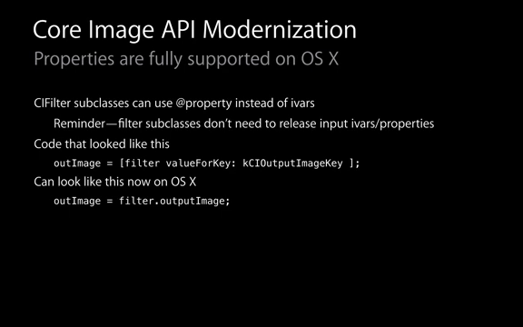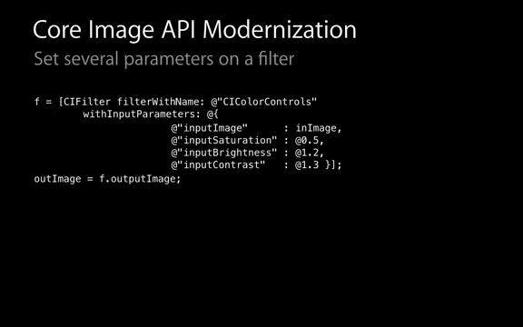By supporting properties, code that used to look like this, where you have outputImage equals filter valueForKey kCIOutputImageKey, can now be a little cleaner and just look like outImage equals filter.outputImage. We also have a convenience method if you want to create a filter and also set a bunch of parameters all in one fell swoop. This can now be done by saying filterWithName, and then you can specify some parameters at the same time. In those parameters is a dictionary where you can specify all the inputs in one convenient manner.